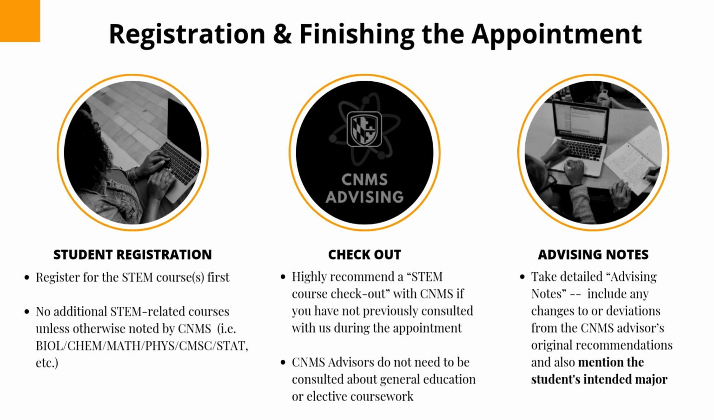And finally, please make sure that you take detailed advising notes, and these should include any changes or deviations from the original recommendations CNMS advising made, and also make sure to mention the student's intended major. Sometimes the students will switch their major from what is declared on their record to something else, and we really want to make sure we know what the student is pursuing in the long run.